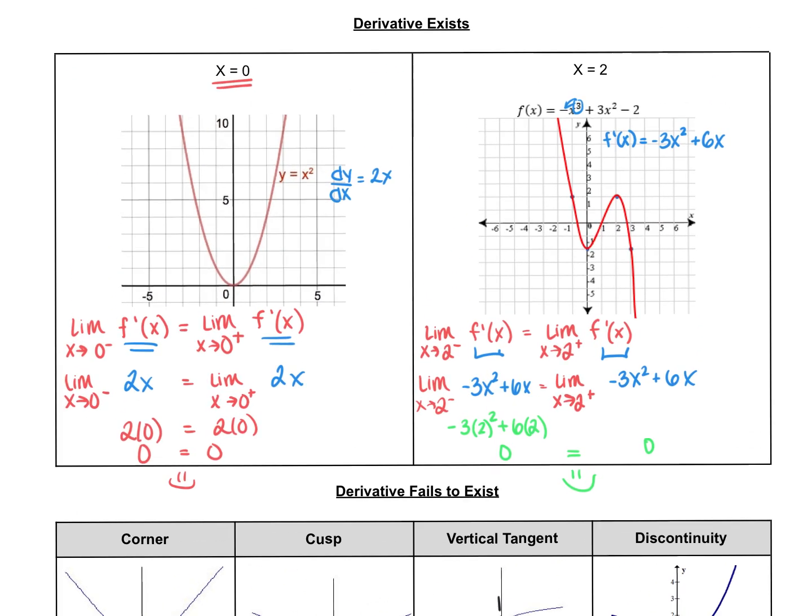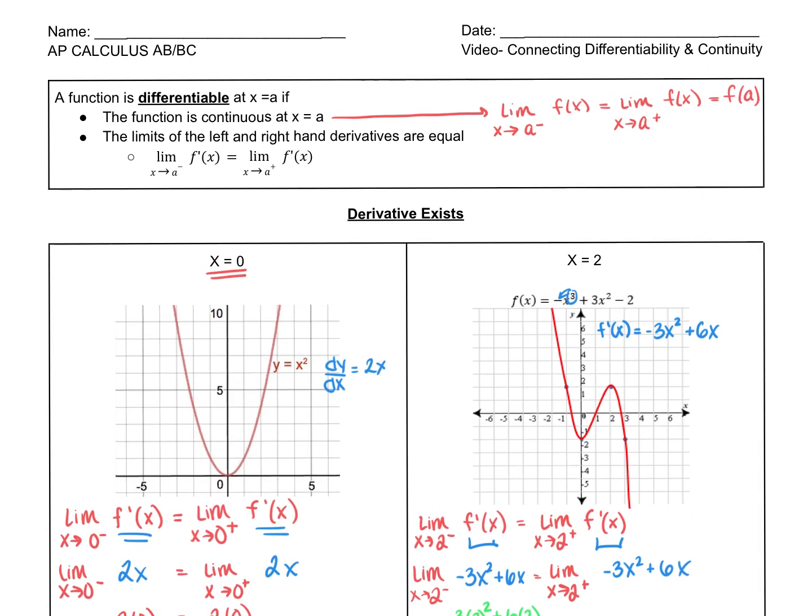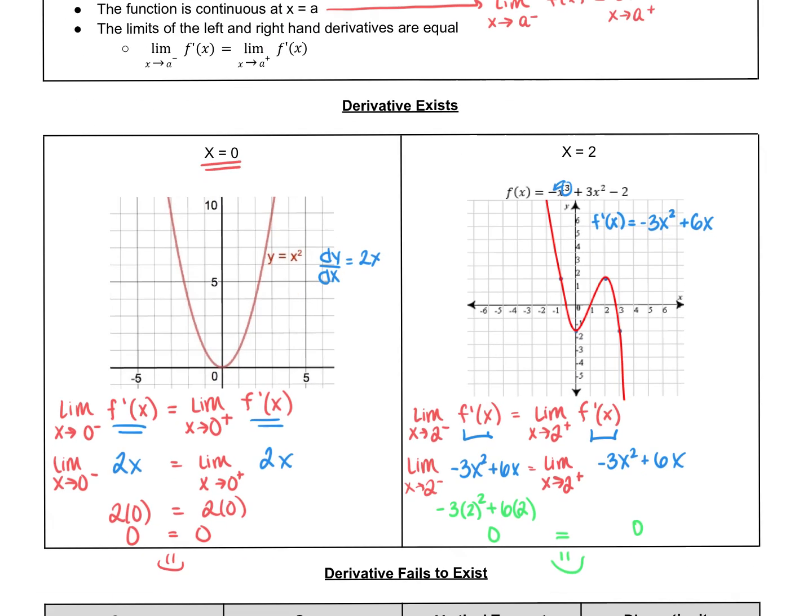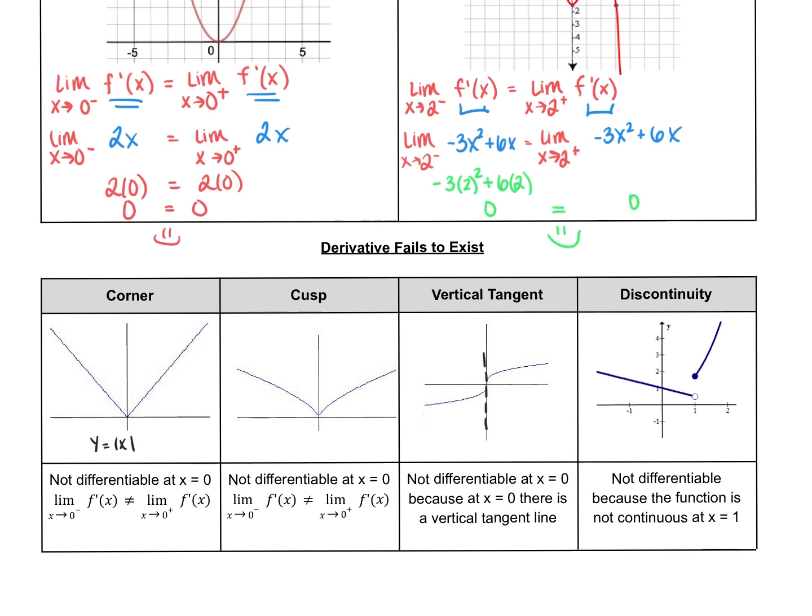We said all the way back from the beginning, in order for a function to be differentiable, the function has to be first continuous. And if we look down here, their function is not continuous at x equals 1, right? There's a jump here. Therefore, it can't exist. Okay, let's do some more examples.